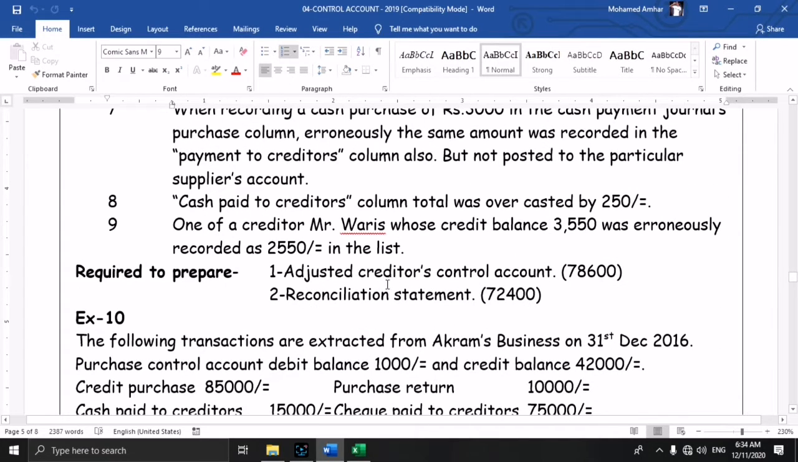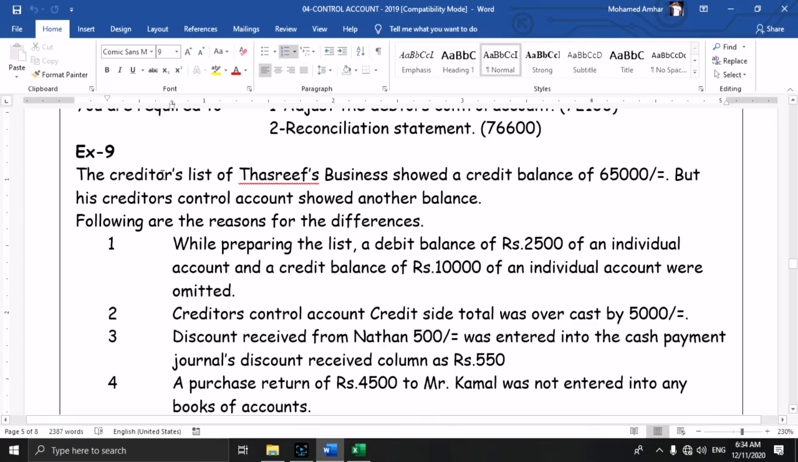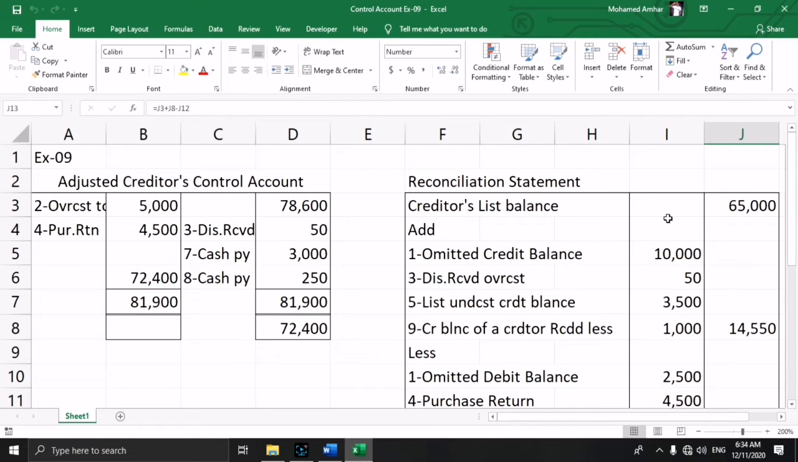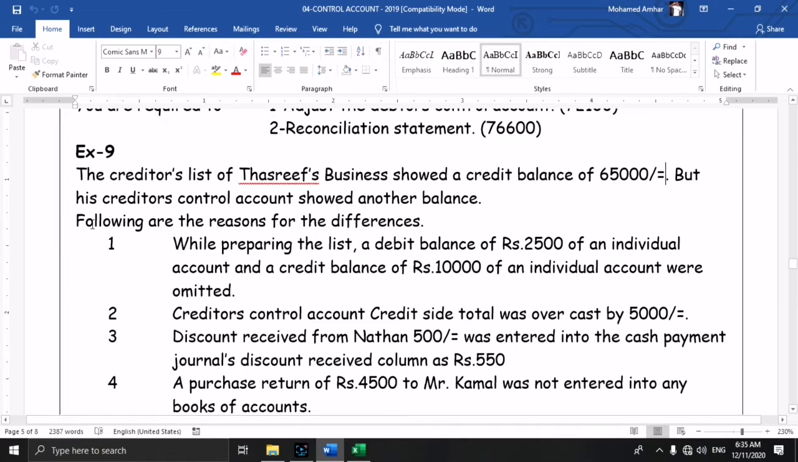We are required to prepare the adjusted creditors control account and reconciliation statement. As we earlier discussed the control account and the reconciliation, I am directly going to the answers. The creditors list of Tasrif business showed a credit balance of 65,000. So the list balance should be shown in the reconciliation statement as creditors list balance 65,000. But his creditors control account showed another balance.